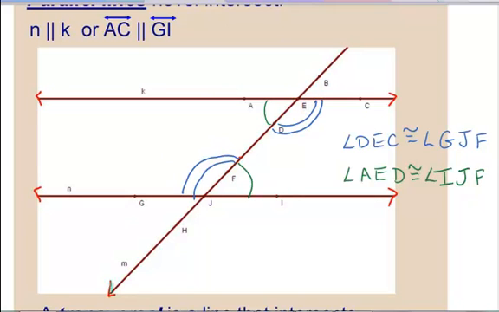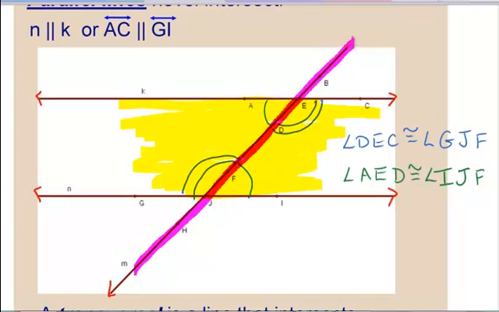They are interior to the parallel lines. So here's the interior part of the parallel lines. It's the angles inside and between the two parallel lines, and they're alternating across the transversal. So if we start with our first pair of angles, angle DEC and angle GJF, let's look at those.